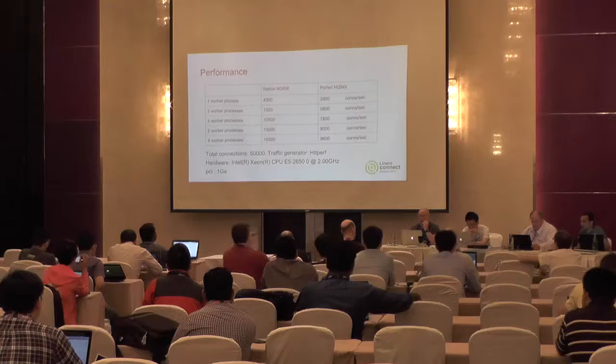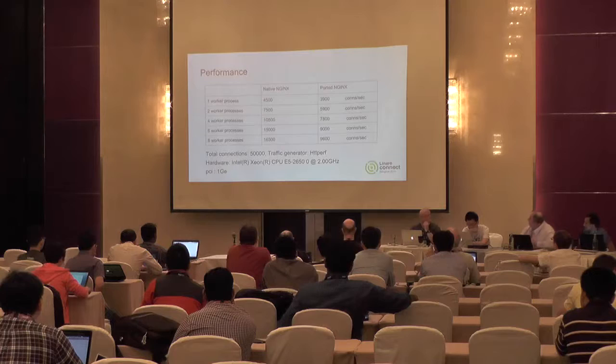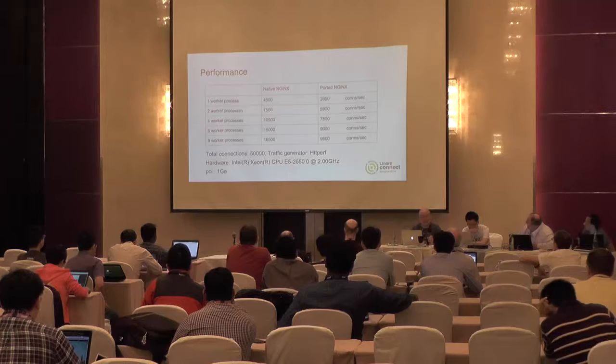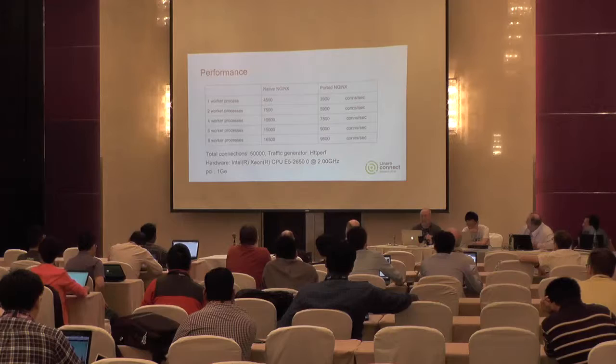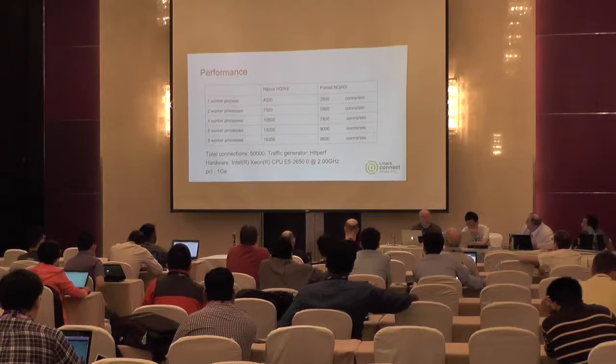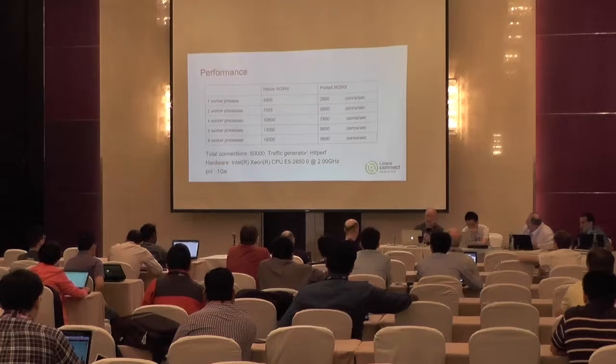This is about the performance numbers. I was trying to put this one up. Here you can see native versus our ported NGINX numbers on different numbers of worker processes. But this is running on Linux generic. Right? Yes, that's correct. All are Linux generic. There is no ODP DPDK yet. Okay.